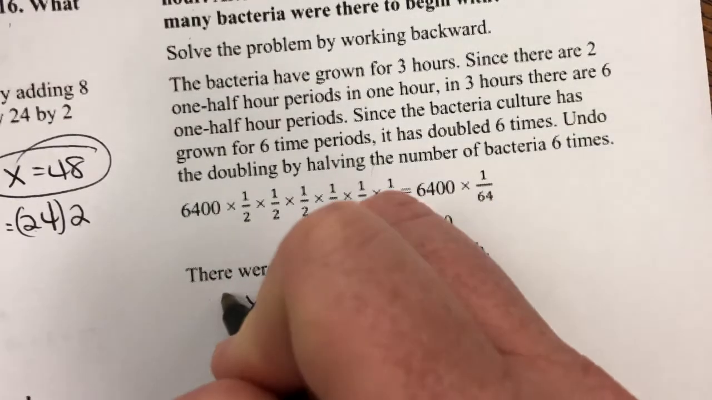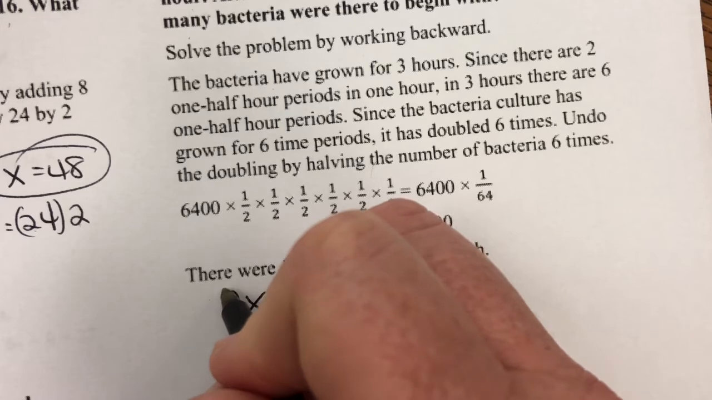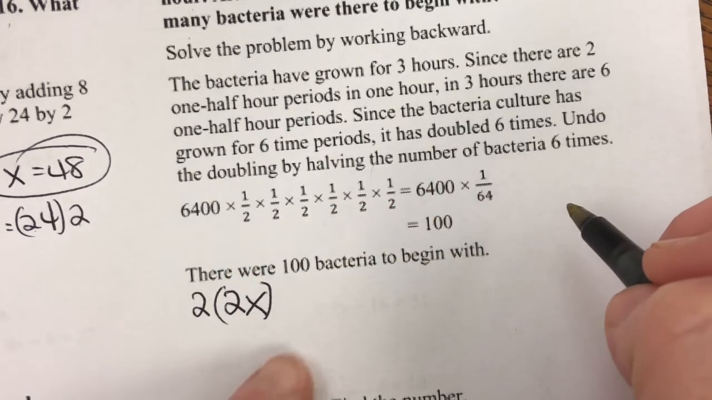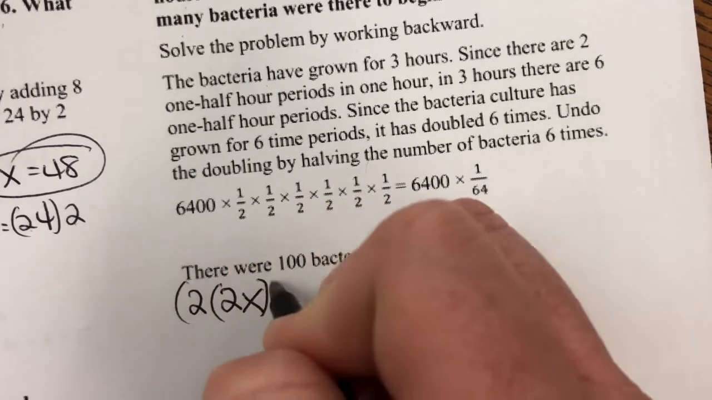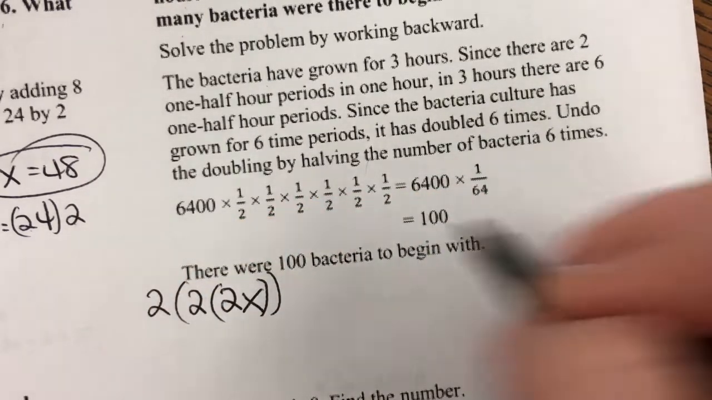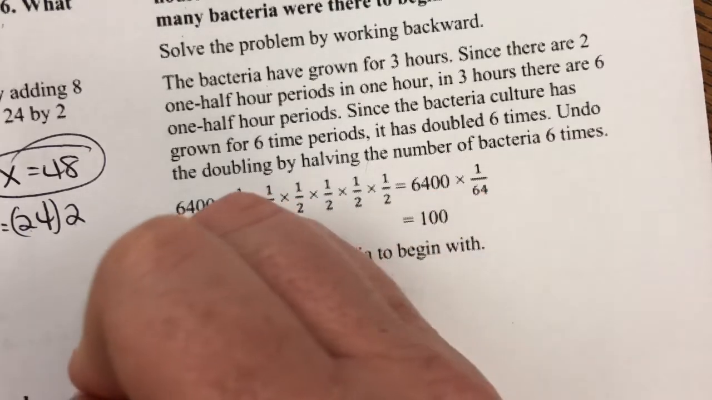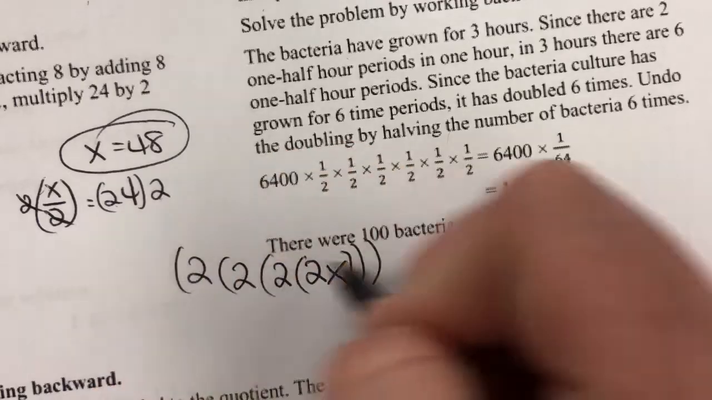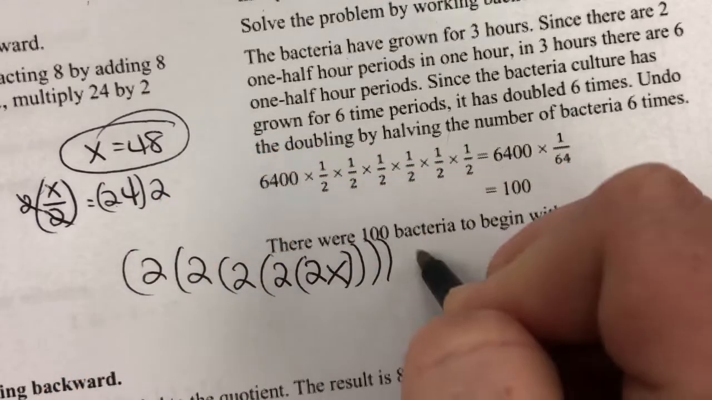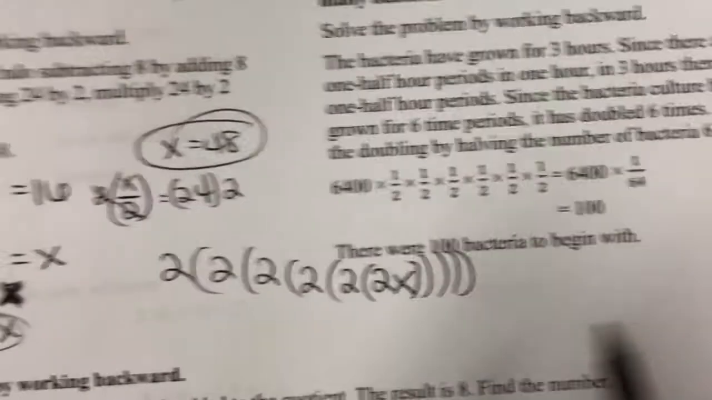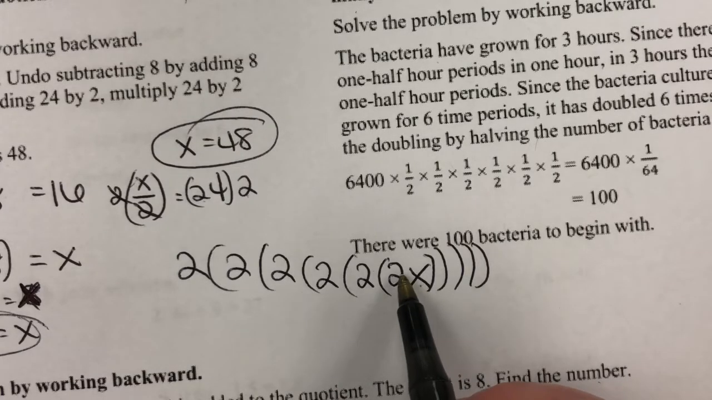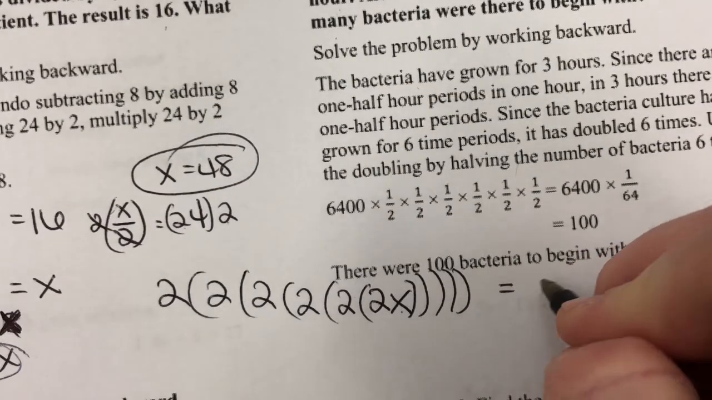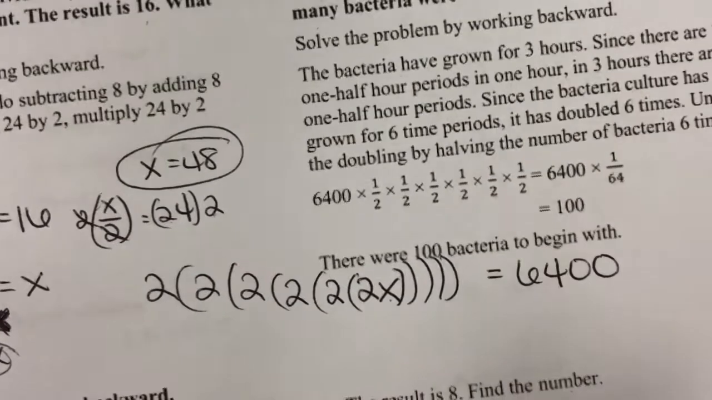So I'm gonna multiply x times 2, that's the first 30 minutes. Then I'm gonna multiply it by 2 again because it's doubling. That's the first hour. Then I'm gonna multiply it by 2, then multiply it again by 2, that's the second hour. And then I'm gonna do it one more time, multiply it by 2, and multiply it by 2. That's 3 hours. So I've started with x, and I've multiplied it by 2 times 2 times 2 times 2 times 2 times 2, 6 times. And I know the answer is going to be 6,400.